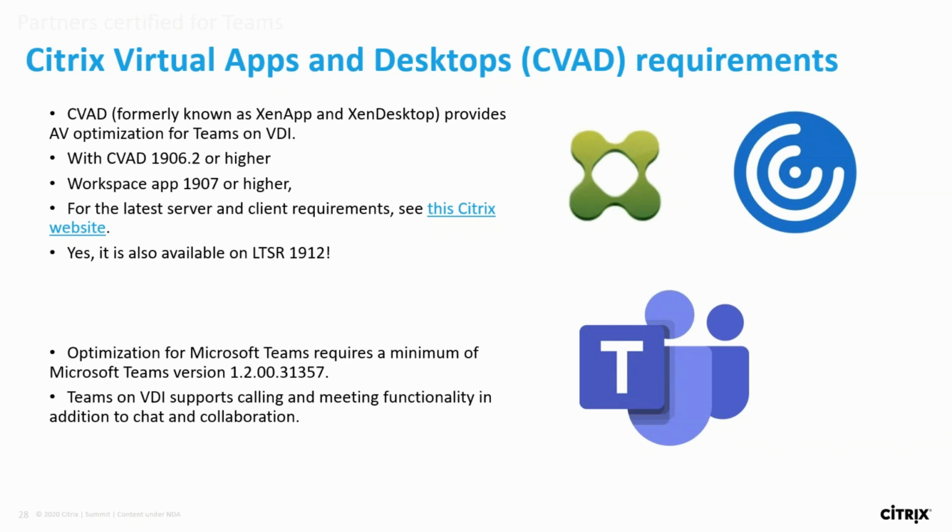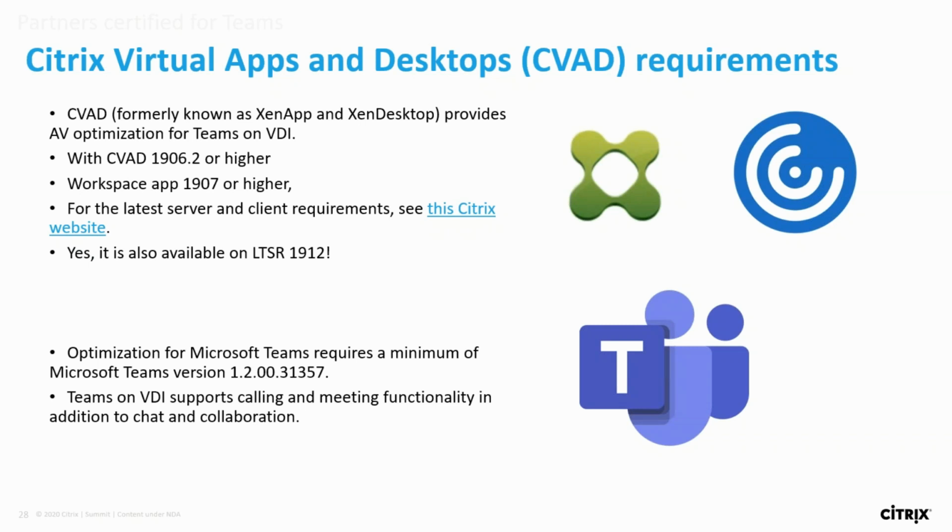So the first thing you need is to make sure your VDA is at the right level. So from 1906.2, we have support for Teams. So any of those VDA versions above that will work. From a Workspace app perspective, 1907 or higher. But in this scenario, your Workspace app version is more important than anything else because it's the one that talks to Teams more so than the VDA. So the latest Workspace app that you can possibly have. And then it is included in the LTSR in 1912 because it's post 1906.